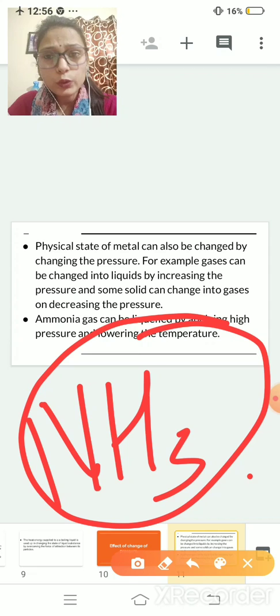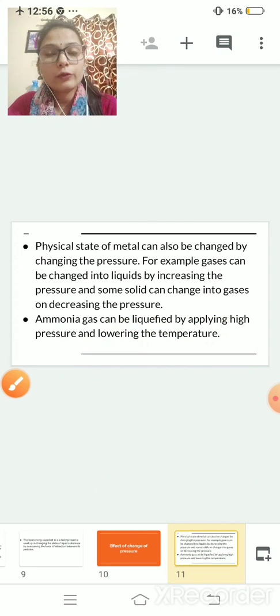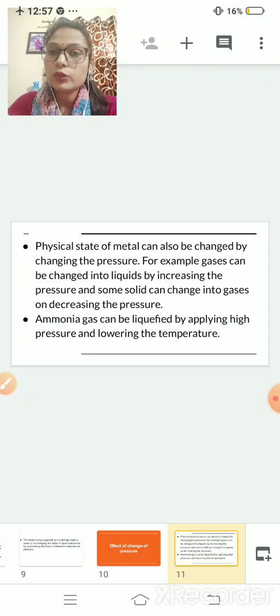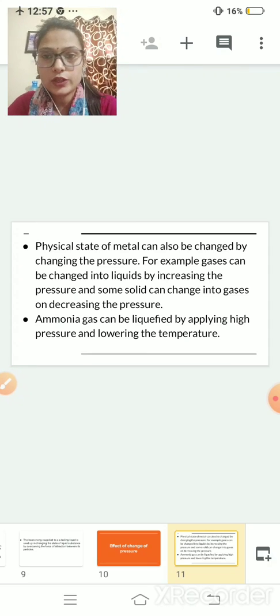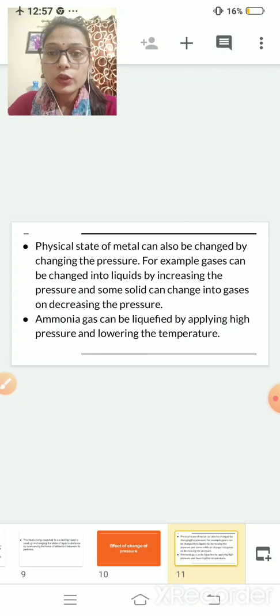Yes, sir. I told you earlier, if you want to convert gas into liquid, you have to decrease the temperature. You have to decrease the temperature, and if we are talking about pressure, then you have to increase that pressure.